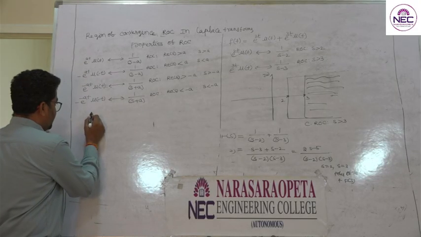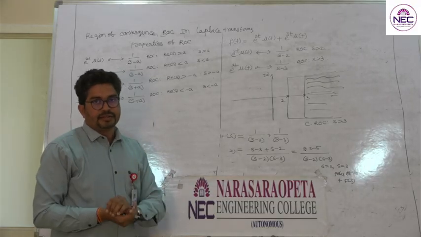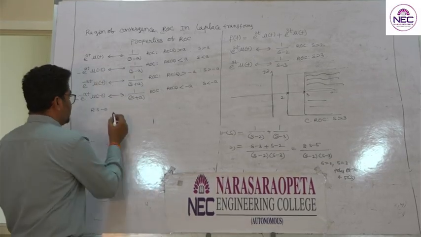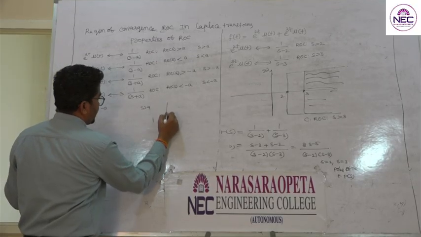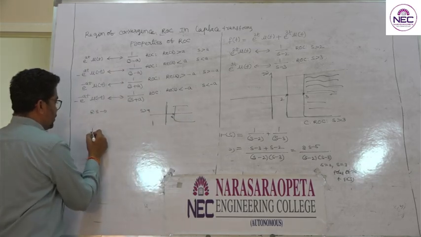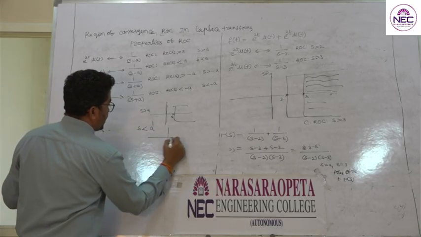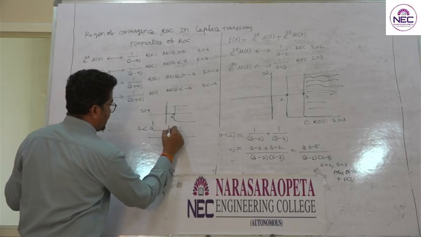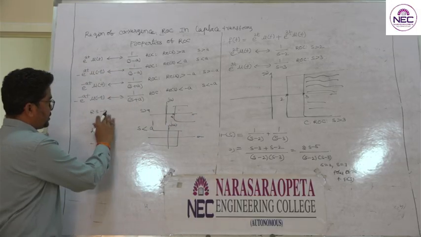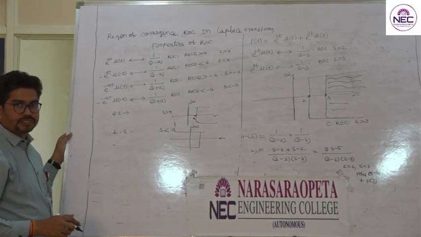For a right side signal, ROC is right sided. For a left side signal, left sided ROC. Suppose s greater than a, a right sided ROC. Suppose one left side signal has ROC s less than a. Here sigma, j omega, and here also sigma, j omega. Right side signal, right sided ROC; left side signal, left sided ROC.